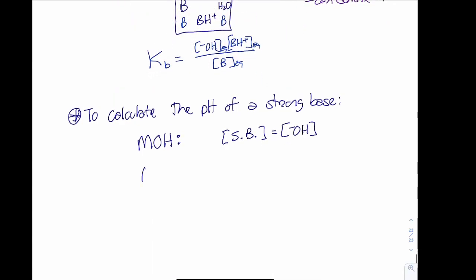The other instance is if I have 2 hydroxide ions. Something like this, we can write an example. If I had calcium hydroxide, that is also going to dissociate completely, but I'm going to have 2 hydroxide ions for every 1 calcium hydroxide in this case.